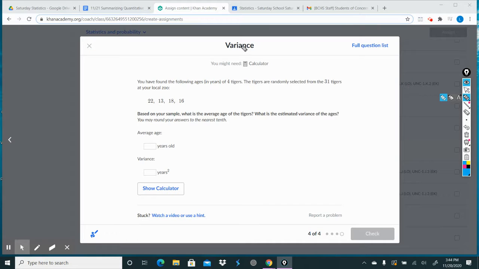In this video, we are going to calculate the variance of a data set. You have found the following ages in years of 4 tigers. The tigers are randomly selected from 31 tigers at your local zoo. So the ages were 22, 13, 18, 16. Based on your sample, what is the average age of the tigers? And then what is the estimated variance of the ages?